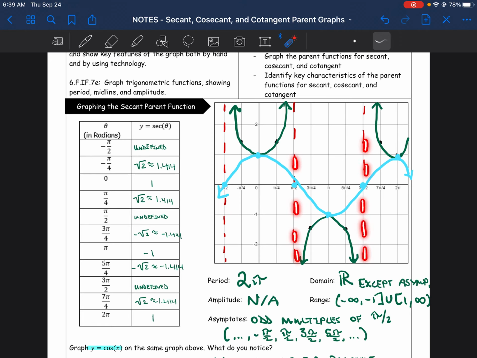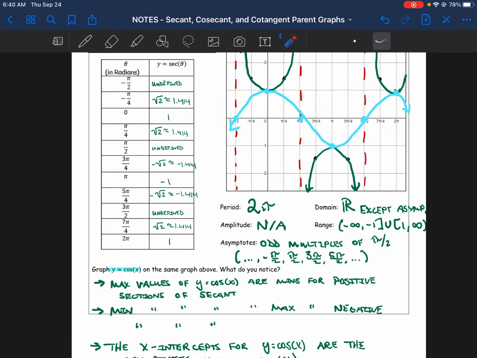And you might be wondering, why did we choose to graph y equals cosine of x? Well, remember that the relationship between secant and cosine is that they're reciprocals of each other. Secant is the reciprocal of cosine, and cosine is the reciprocal of secant. So they already share that relationship with each other. And we can see from the graph that, very interesting. So those are some of the things we want to record here.